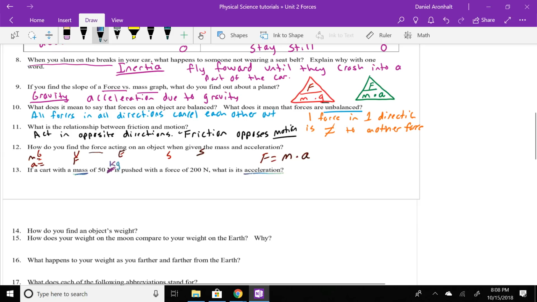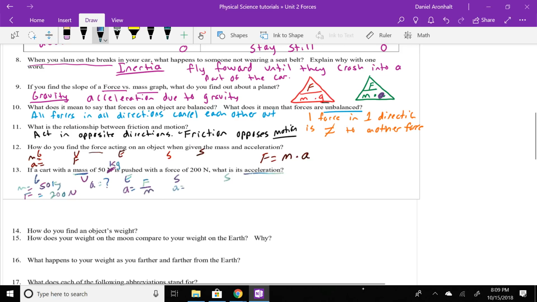So let's do the GUESS method. G, U, E, S, and S. We are given two variables. M equals 50 kilograms and F equals 200 newtons. And we're looking for A. So what's the equation going to be? We'll cover up A. A equals F over M. So A equals F divided by M.